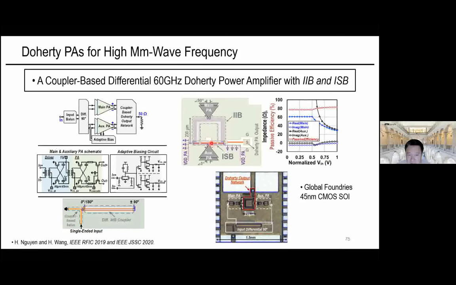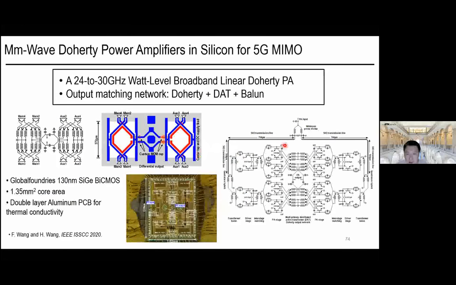And we design another network as an impedance scaling balun. If we combine the two together and drive the two baluns separately with the main PA and auxiliary PA, all together we have a Doherty PA. Here are the simulated load results, and indeed this achieves a very nice Doherty behavior at 60 gigahertz. The work was published at RFIC 2019 and also JSSC in 2020, leveraging coupler-based Doherty and impedance inverting, impedance scaling networks.